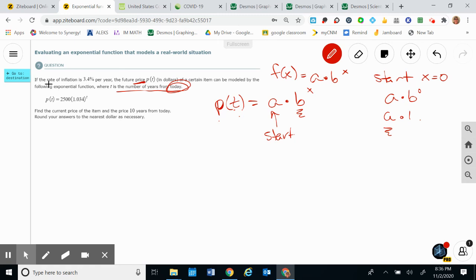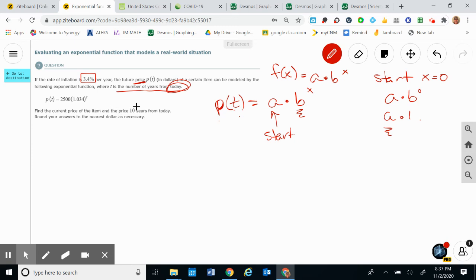So it says the rate of inflation is 3.4% per year. The future price in dollars of a certain item can be modeled by the following exponential function, where t is the number of years. I wonder if this really works, you guys. Like the price of a carton of eggs, how much would it be in like 5 years? I could put t equal to 5 and see what it would cost.